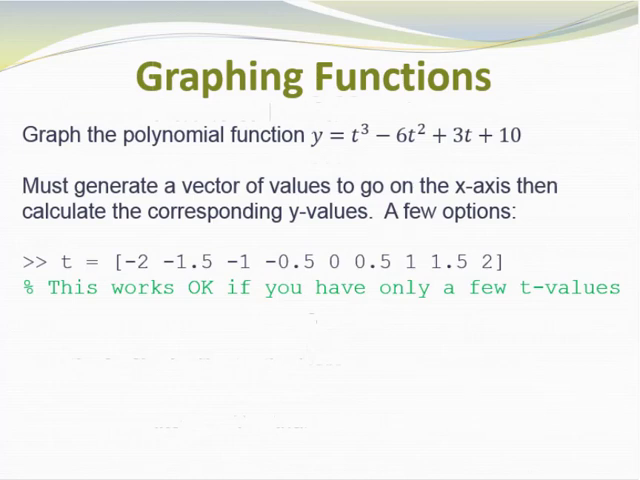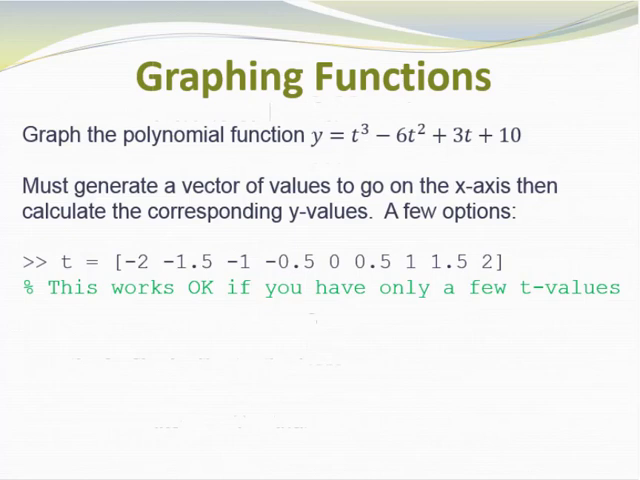Now we're going to take a look at graphing functions. So we want to graph this polynomial function, y is t cubed minus 6t squared plus 3t plus 10. The very first thing I'm going to do is generate a vector of the x-coordinates of the points, and then I'm going to plug those x-coordinates into the equation to generate a vector of y-coordinates.